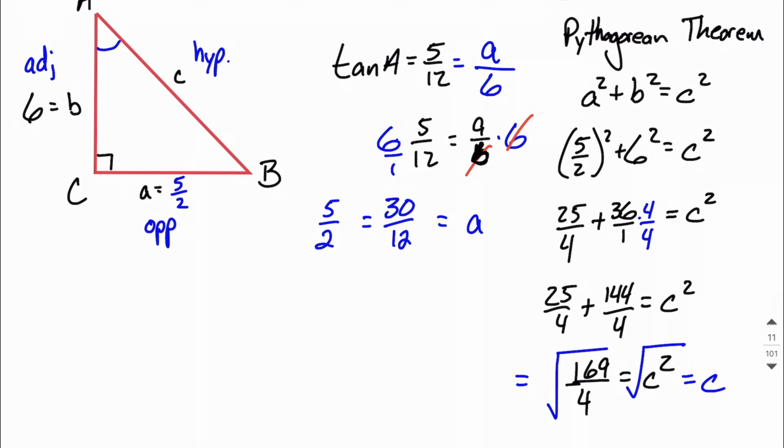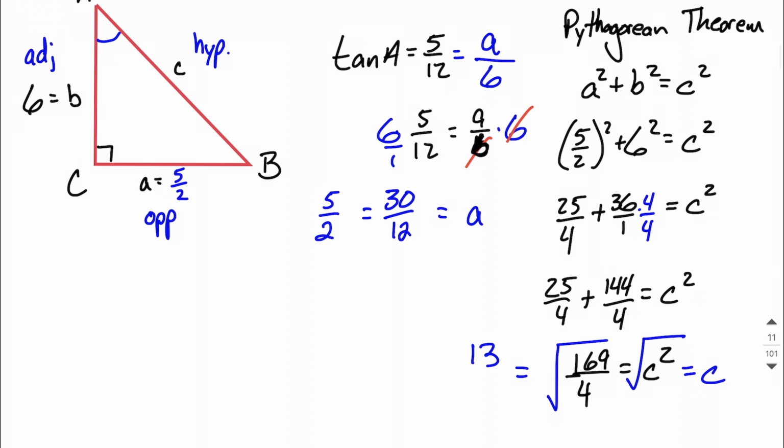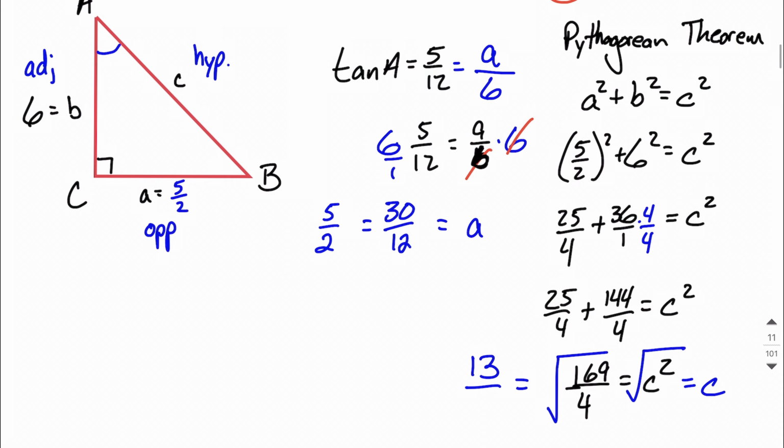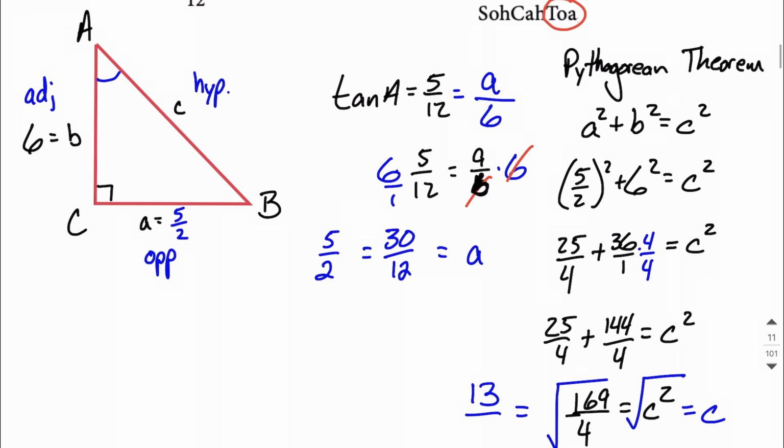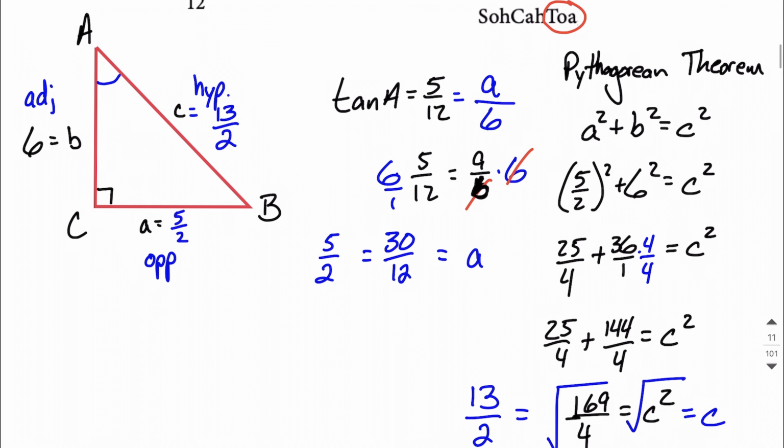The square root of 169 works out to be 13. And apply a square root to the denominator by itself. The square root of 4 works out to be 2. So that means our value for c, our hypotenuse, is 13 halves, 13 divided by 2. And at this point, we found all our side lengths, which is what the end goal was on this problem.